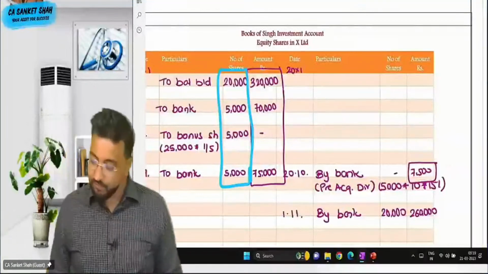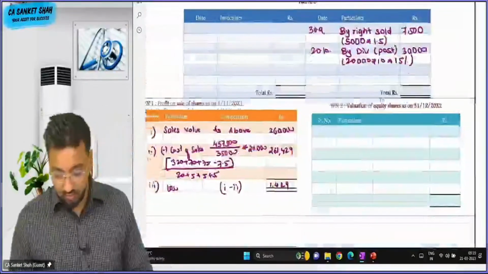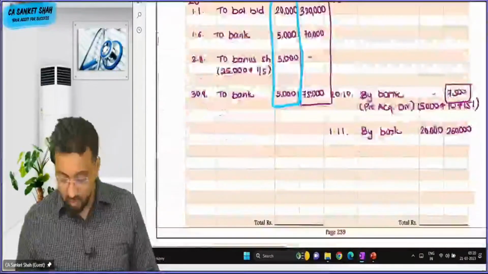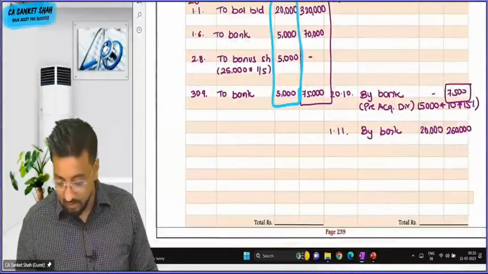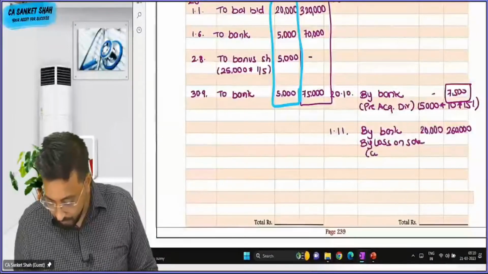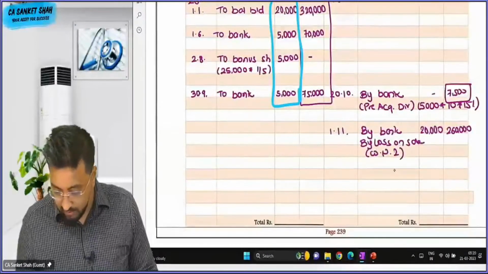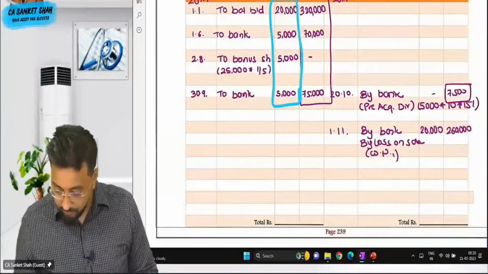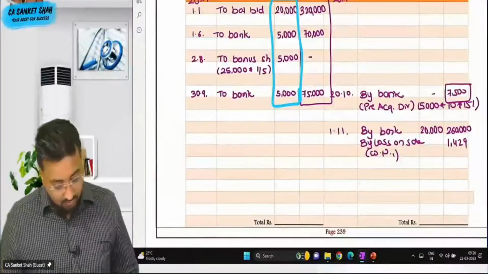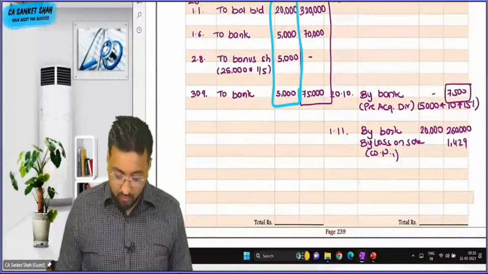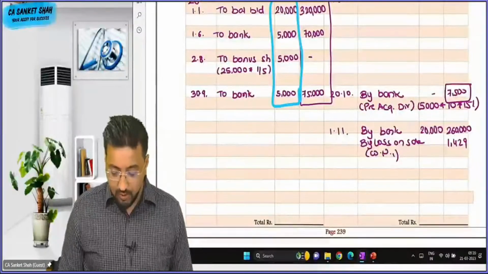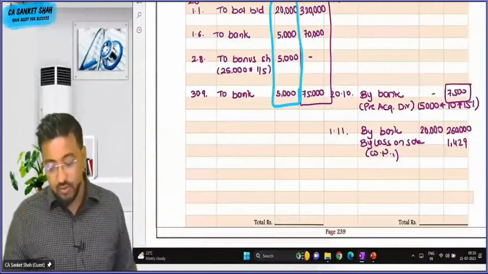Still not getting it. Why do you give wrong answers? There was a loss. How much was the loss? Loss we will write on the credit side itself. Loss always here only. By loss on sale, working note 1, 1429. 1429. You did not deduct 7,500. Puneet, why are you getting the wrong answer? Bhumika, why are you getting the wrong answer? Why did you get 12.71?